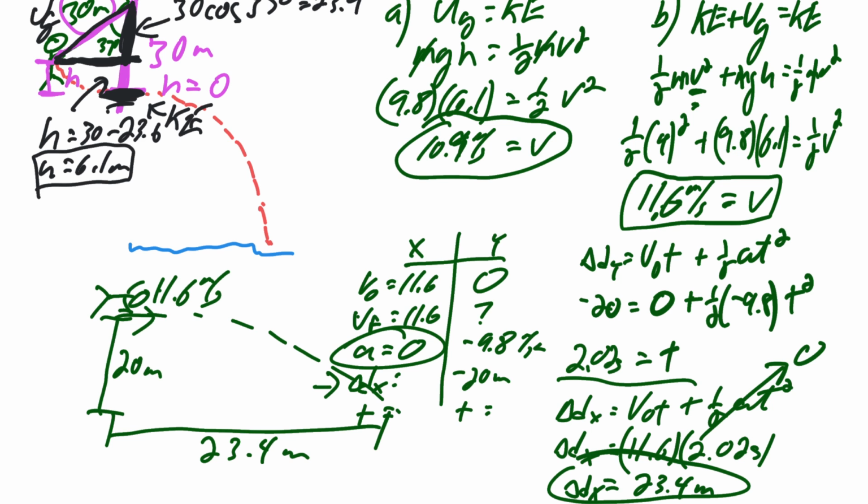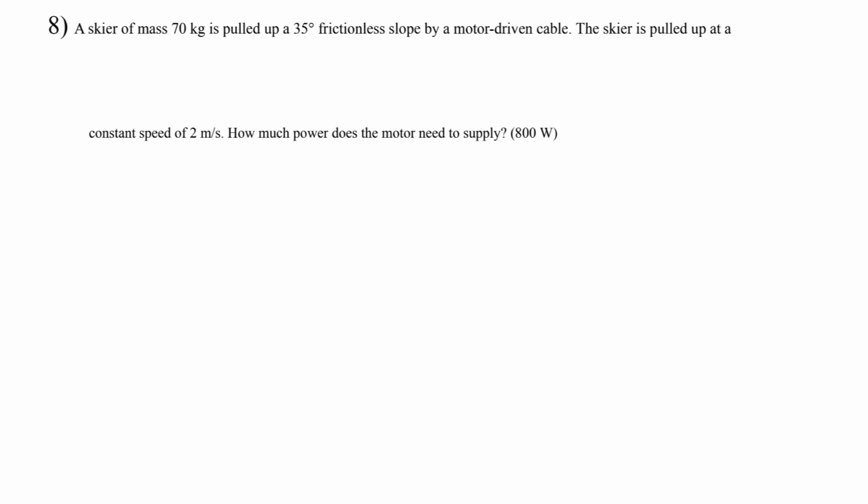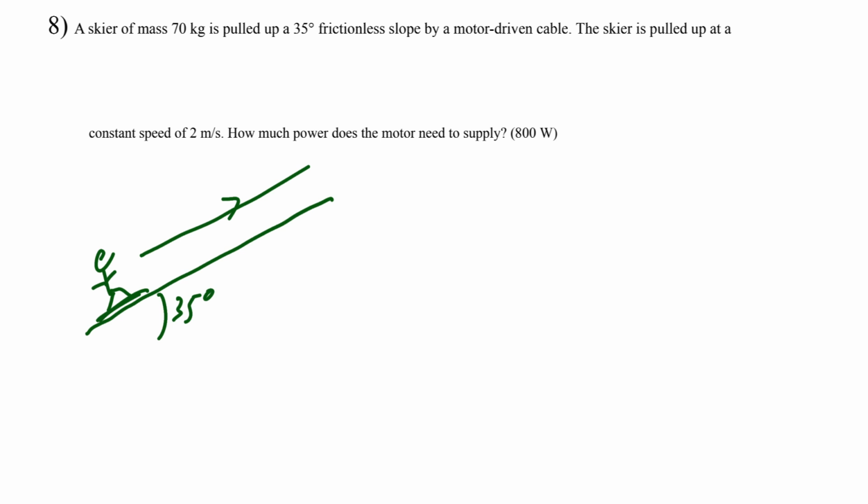All right, let's move on to the next one. Wow, I did not know what happened with the formatting on this. Sorry about that. So we have a skier being pulled up a hill by a cable here. This is 35 degrees. The speed v is 2 meters per second, and we want to know what's the power.